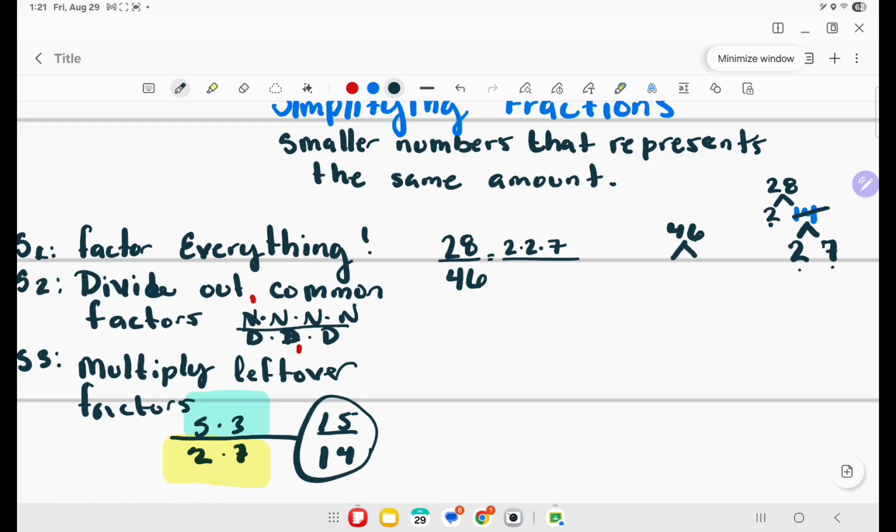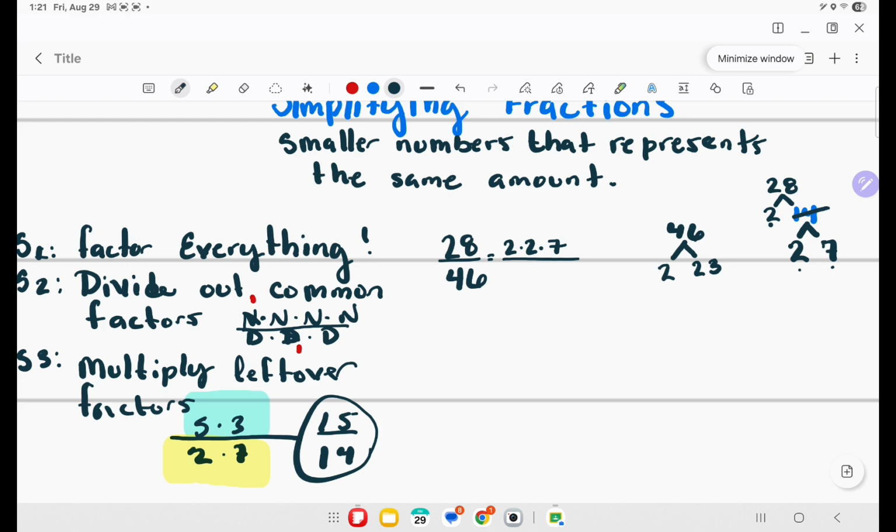46. You can always start with 2 if you want to. 2 and what? 2 and 23. So 46 divided by 2 gave us 23. Are we done? Yeah. 23 is one of our what numbers?